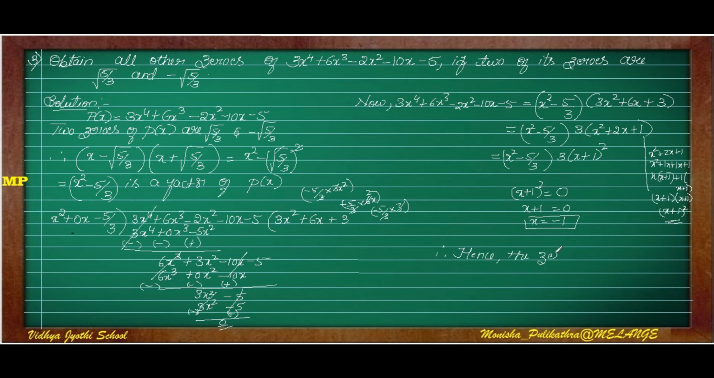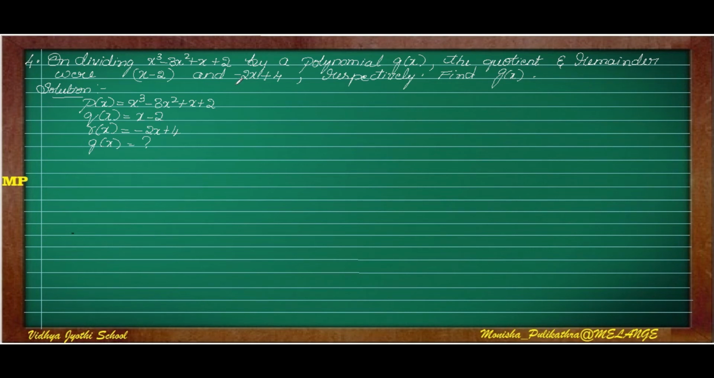the zeros, or the roots, of the polynomial p(x) = 3x⁴ + 6x³ - 2x² - 10x - 5 are the two roots they have already given in the question, that is √5/3 and -√5/3, and two more are -1 and -1, because we have two answers for that. Moving on to the fourth question of this session.